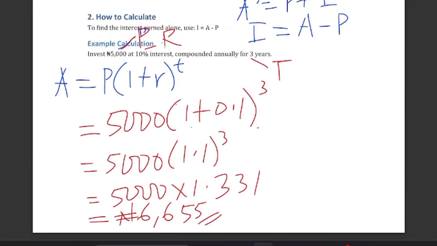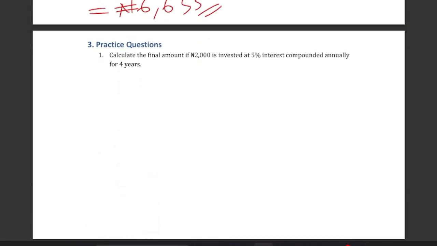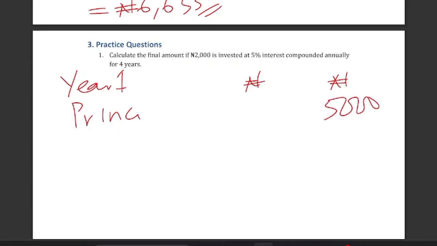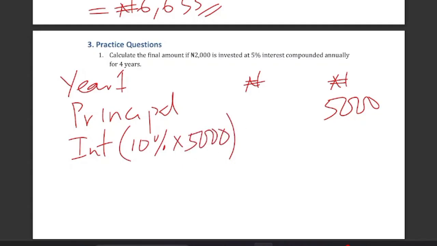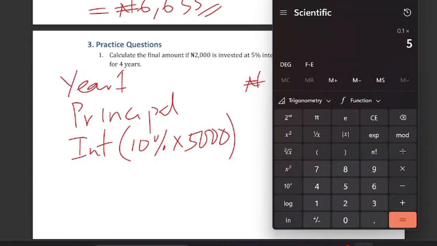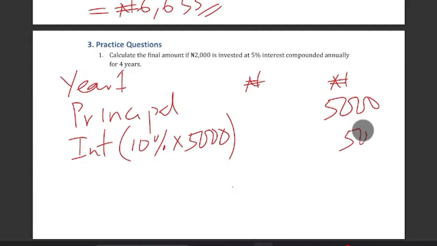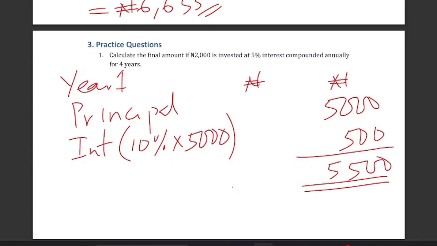And if you don't want to do it this way, there's another way of doing it manually. So let me explain that. You're going to have it in the form of a table. You have a Naira here, you have another Naira here. So we say year one, the principal, which is 5,000. We'll put 5,000 here. Then I'll calculate interest for that year, which is 10% times 5,000. So that means 0.1 times 5,000. So that gives me 500. I'll put 500 here. I will add them together. So this gives me 5,500. This is what my money will be at the end of year one.